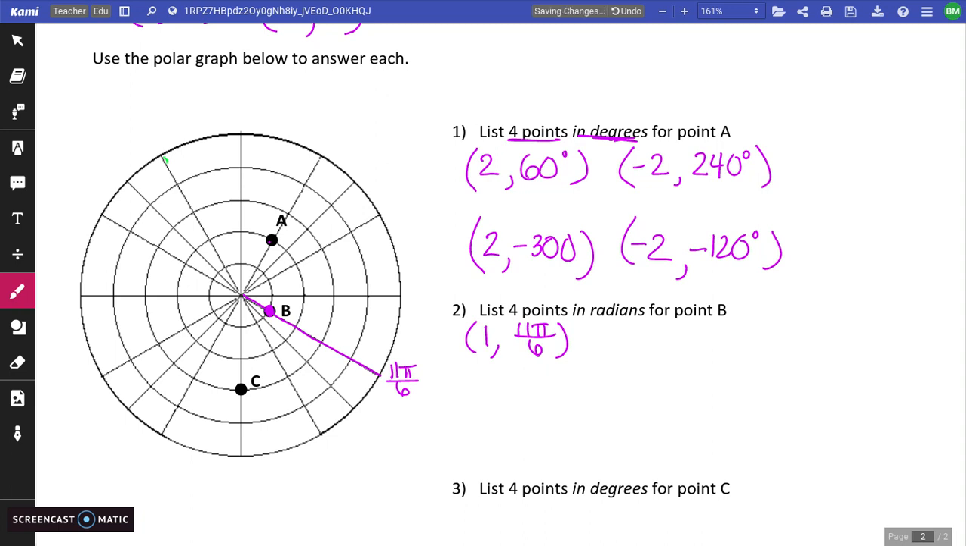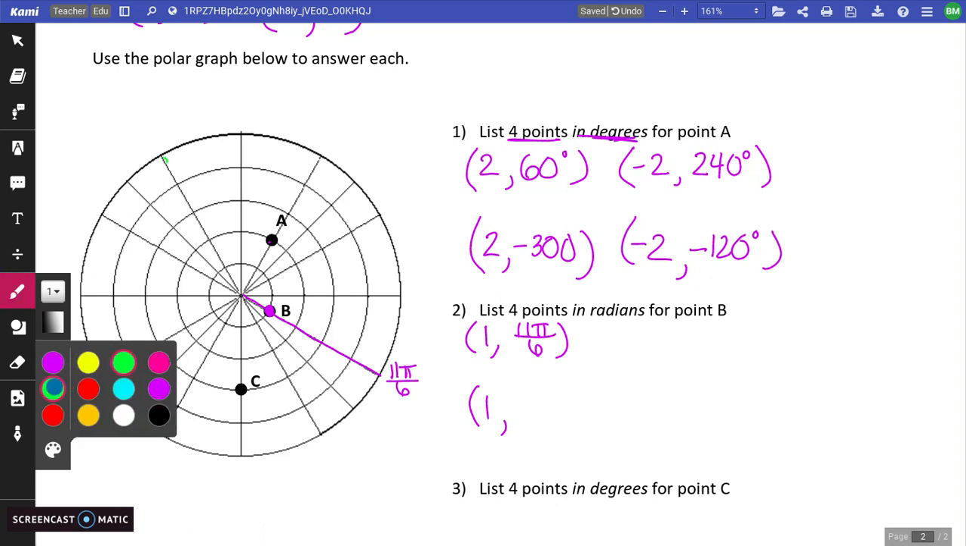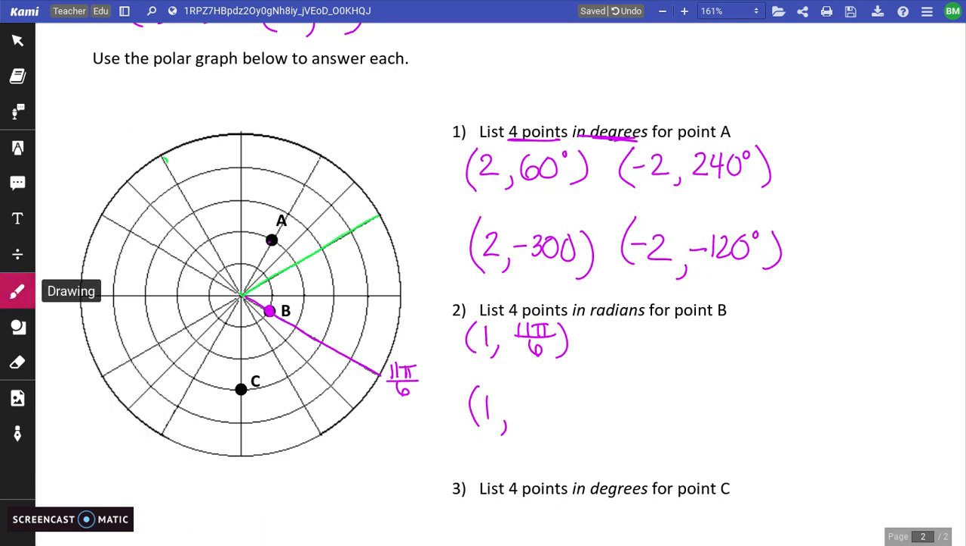Okay, now to get another positive radius, I'm going to have a negative angle. So I want the angle that is directly above, which is pi over 6. So in radians, it's going to be negative pi over 6. And then I'll have 2 points with a negative radius. Those points are going to be from quadrant 2 and quadrant 3. So you can trace the angle here. I would suggest you do that. It makes it a little bit easier to see what's going on.